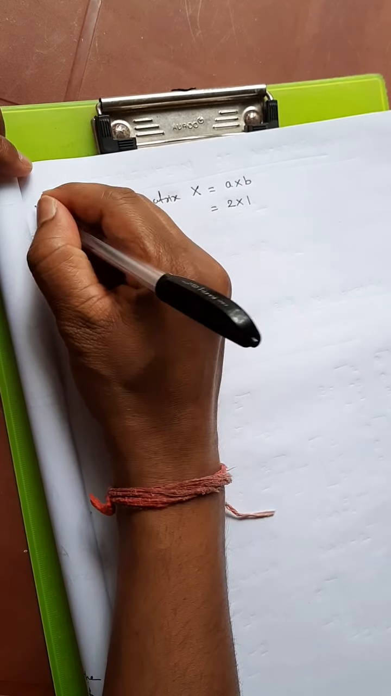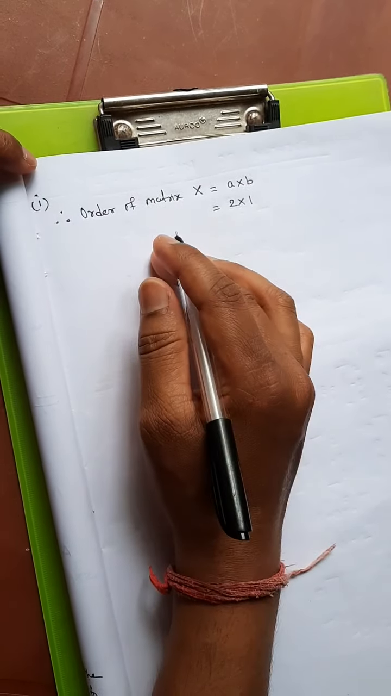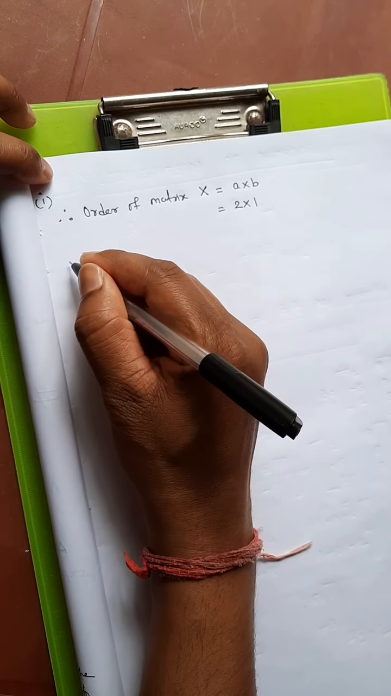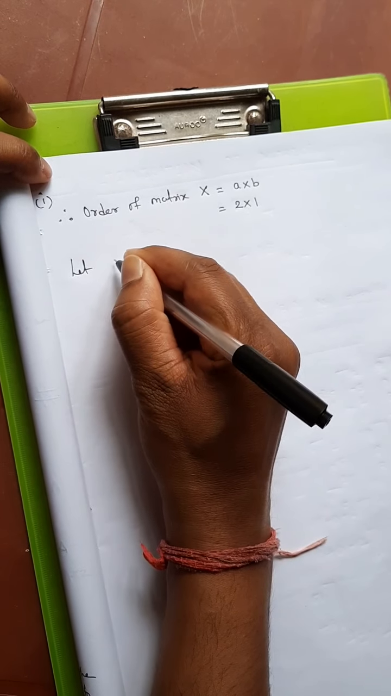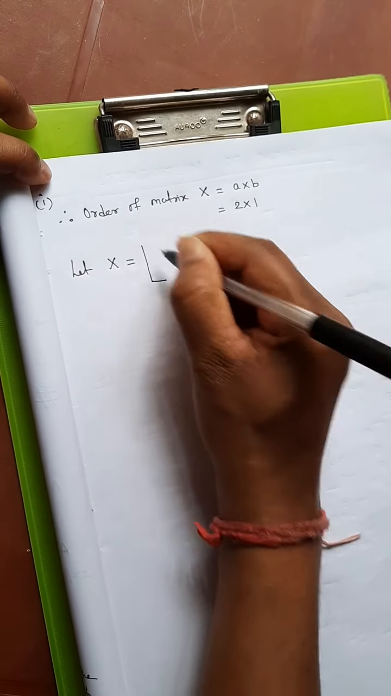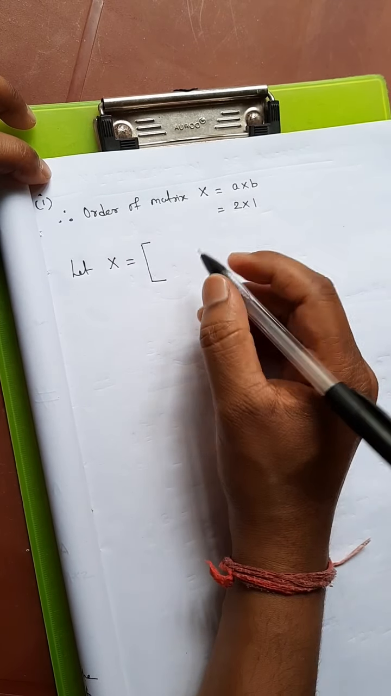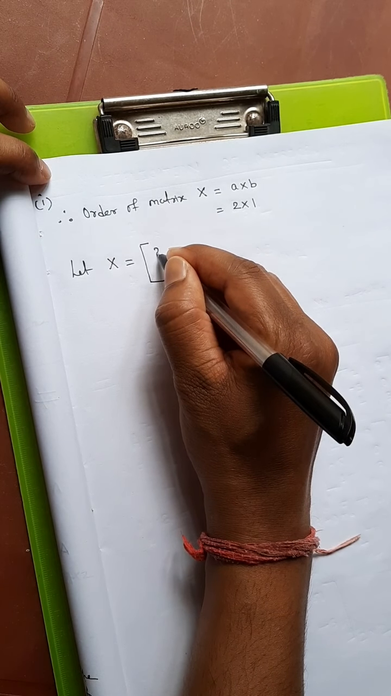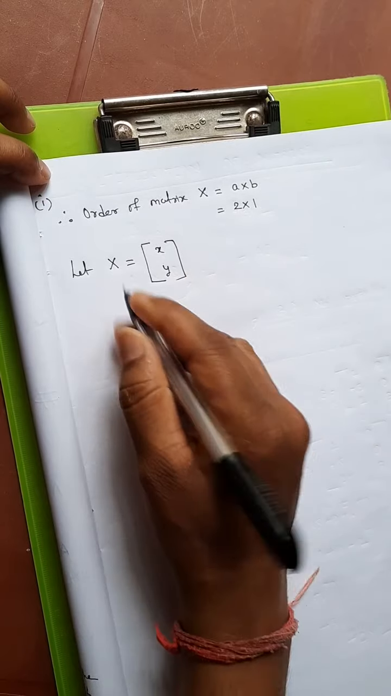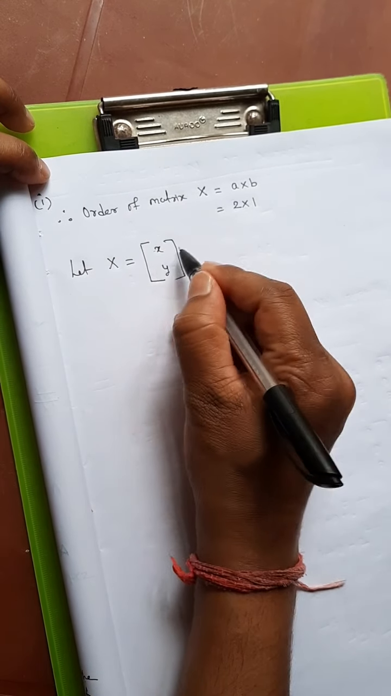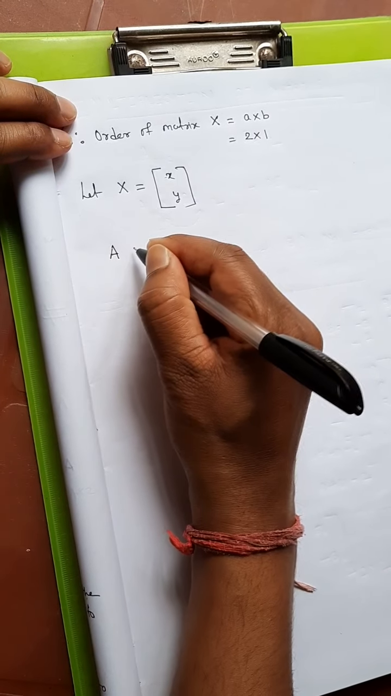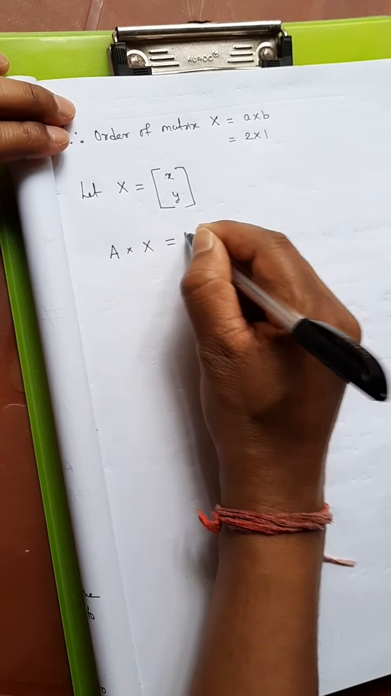Now after getting the order, so this was the first part, we got that. After that we have to assume the elements of the matrix. So let X be equal to, now we have to assume the elements. This is a 2 by 1 matrix, suppose x, y. So let X be equal to the matrix x and y. See, 2 rows, 1 column. Now we'll put this in the equation. The equation was A into X is equal to B.